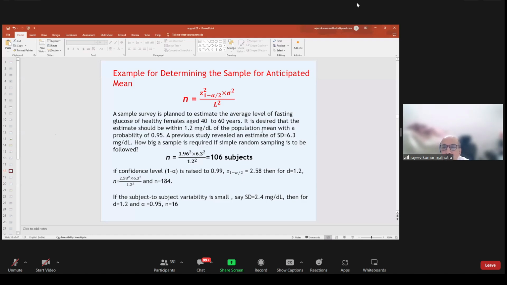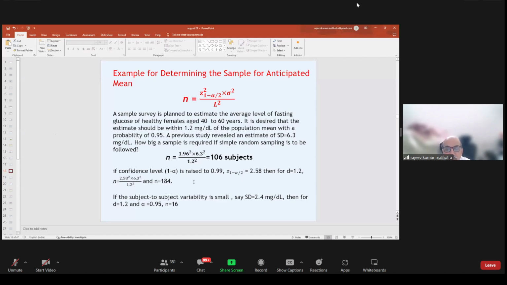This is with population mean with a probability of 0.95. A previous study revealed that an estimate of SD is 6.3. How big a sample size is required if simple random sampling is to be followed? So our sample size formula for this is equal to 1.96 squared, our standard deviation is 6.3 squared, and the margin of error is 1.2 squared. That gives 106 subjects.